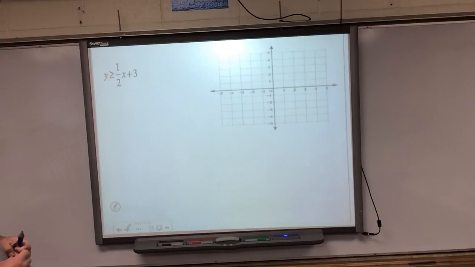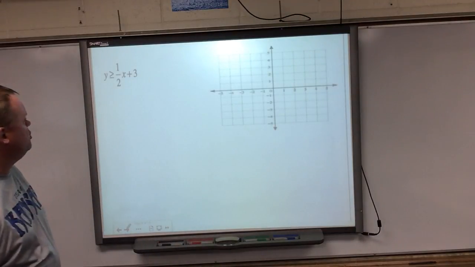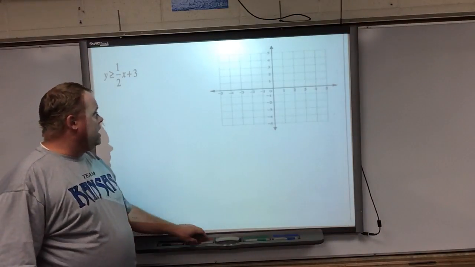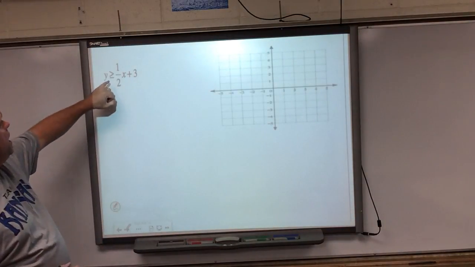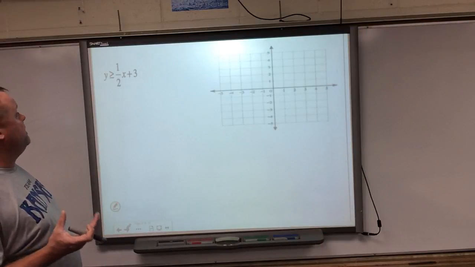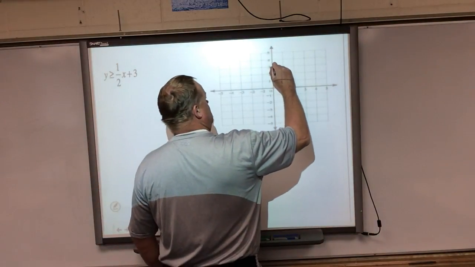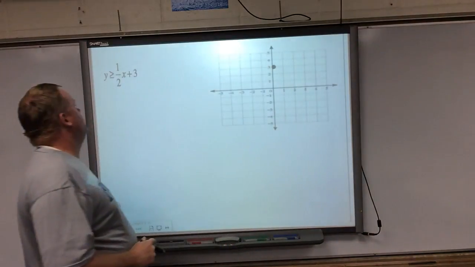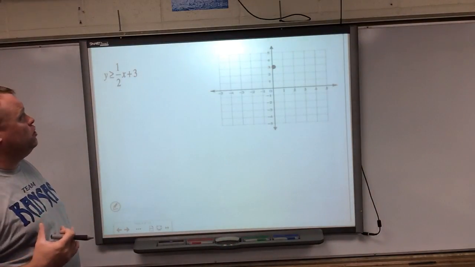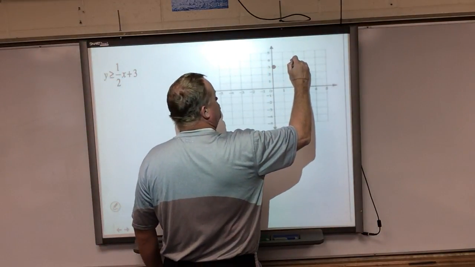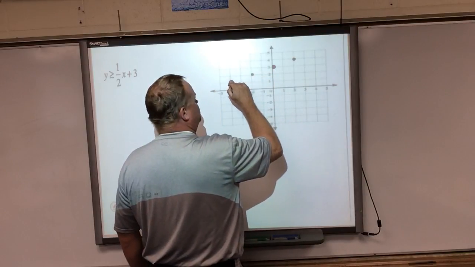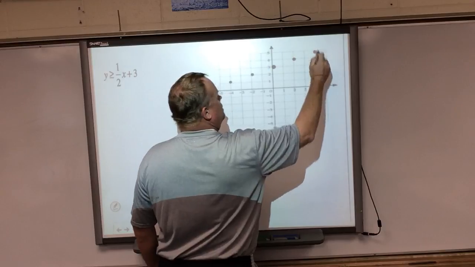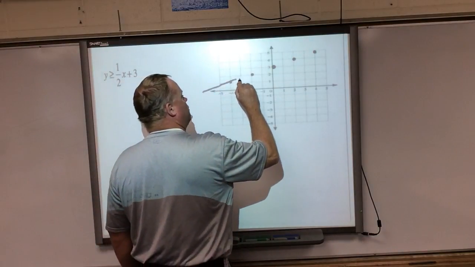Y is greater than or equal to 1/2 x plus 3. Well, I know that my y-intercept is +3. I know my inequality is greater than or equal to, so I can do a closed circle. And my slope is 1/2, so up 1, over 2. And I've got my nice line going right through there.